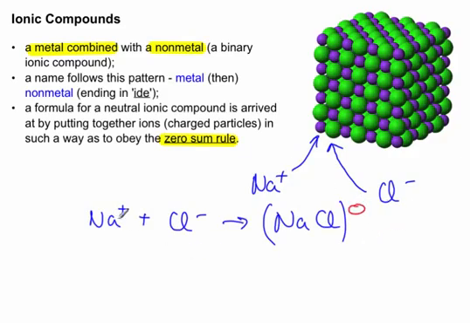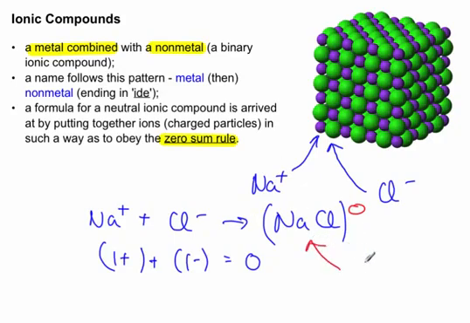compound is 0. And so we look at the ions. 1 plus, 1 minus, well, that equals 0. So NaCl, the formula, does obey the zero-sum rule. Okay, so that's what you're looking for in terms of obeying the zero-sum rule.